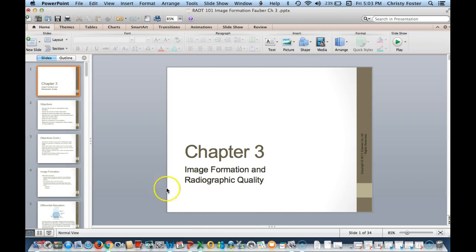So that is Chapter 3, Image Formation and Radiographic Quality. It goes hand in hand with the PowerPoint that I posted already. So this should help break it down a little bit more.